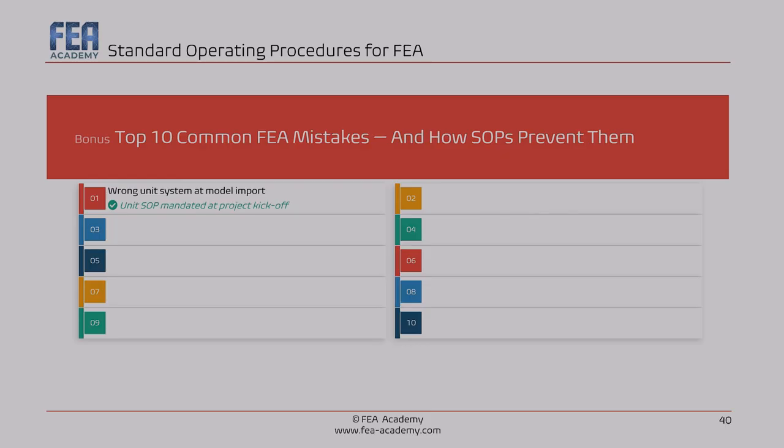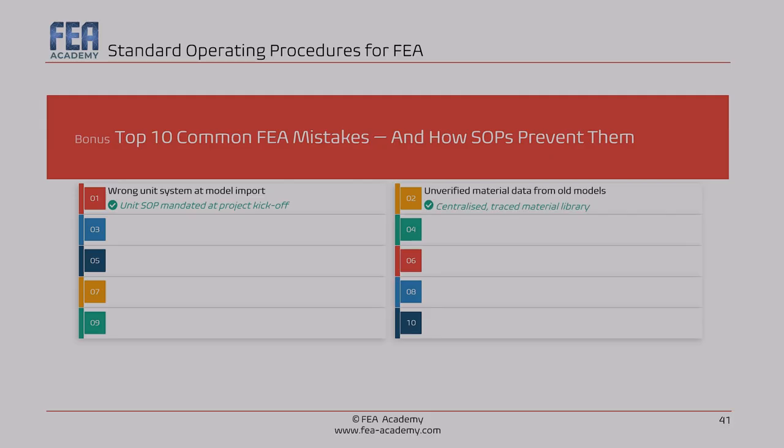My favorite one, I started with that: the wrong unit system at model import. This is the most common silent error in FEA. The fix is a unit system SOP that mandates specification at project kickoff and checking at every import. One checkbox prevents a class of error that can invalidate an entire analysis. And believe me, I made these mistakes myself at the beginning of my career, especially when I moved from Europe, in the international system, to North America, where I work in the imperial system.